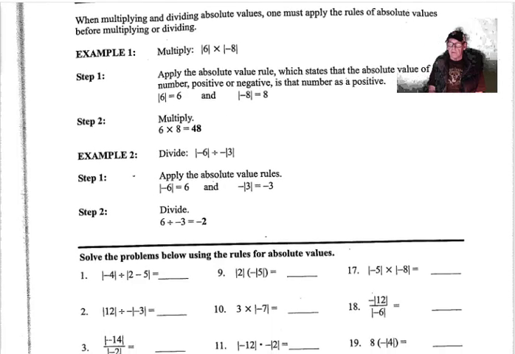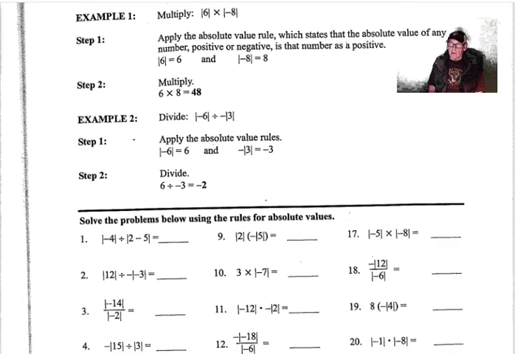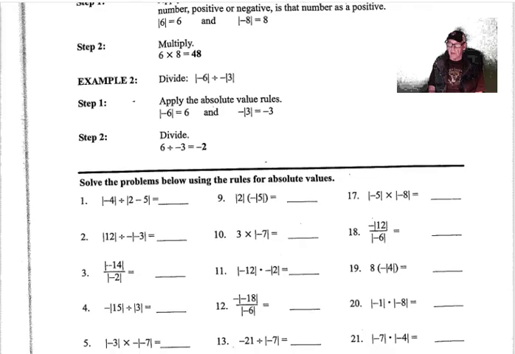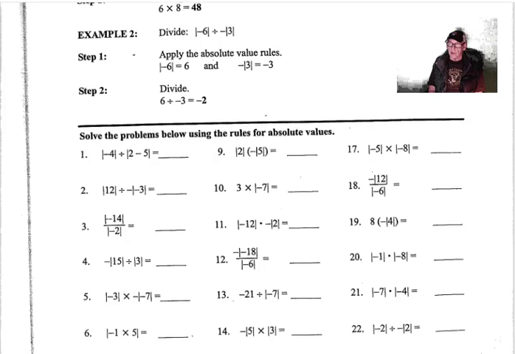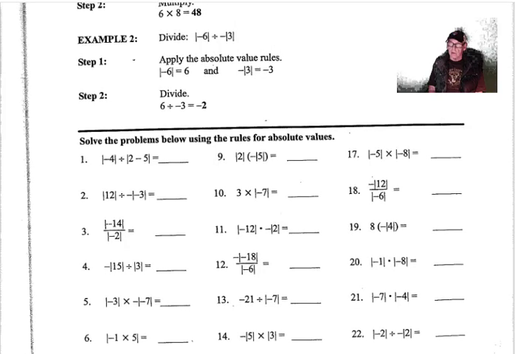Multiplying and dividing absolute values. Now remember, absolute value is distance away from 0. So sometimes you can just kind of deal with it by ignoring the sign. But literally it represents the distance of numbers away from 0, and it's always going to be positive.